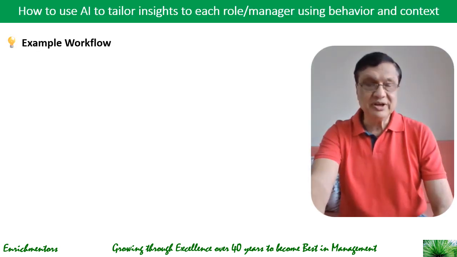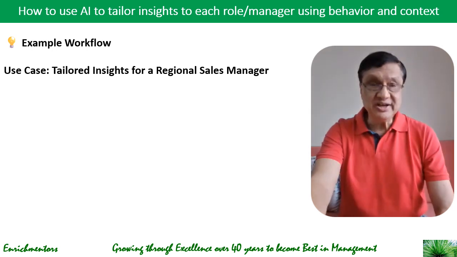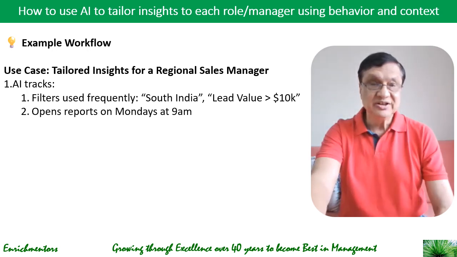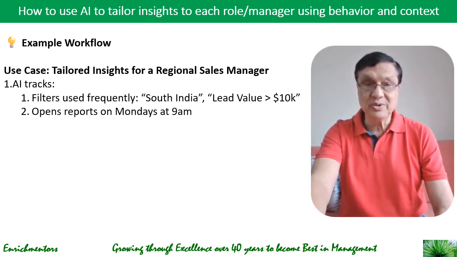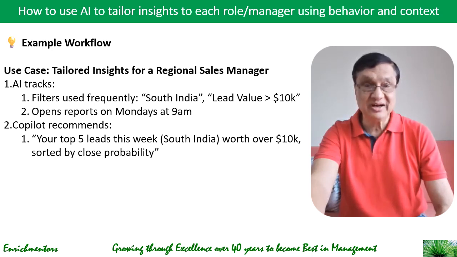Now, let's take a look at an example of the workflow to tailor insights for each manager and role based on behavior and context. The use case here is a tailored insight for a regional sales manager. Their AI tracks that they filter using frequently South leads with value greater than $10,000 plus, and that they open the report on Mondays at 9 a.m. The Copilot recommends on a particular day your top five leads this week worth over $10,000, sorted by close probability.